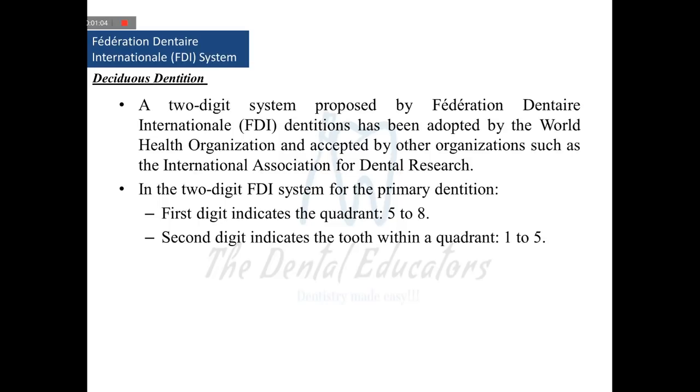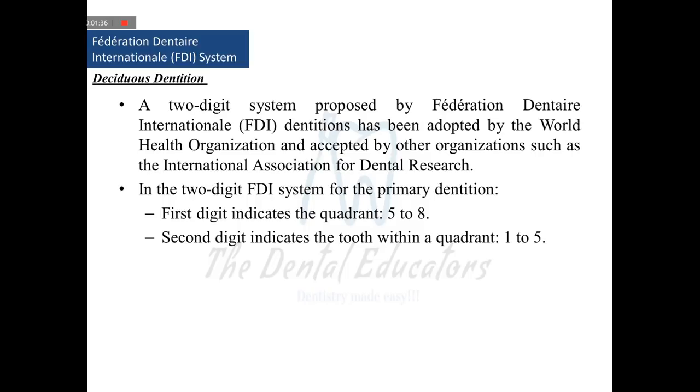So, talking about the FDI system, it is a two-digit system. Basically, the FDI system is a two-digit system for both the deciduous dentition and the permanent dentition. It was first adopted by the WHO, the World Health Organization, and later on it was also accepted by other organizations such as IADR.